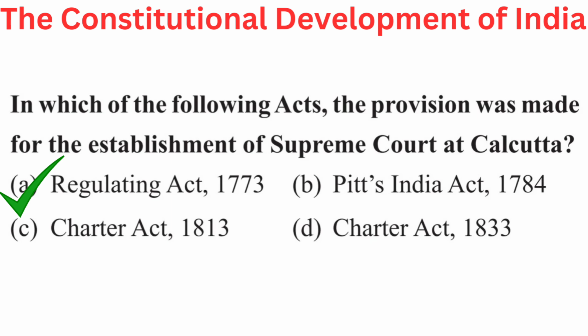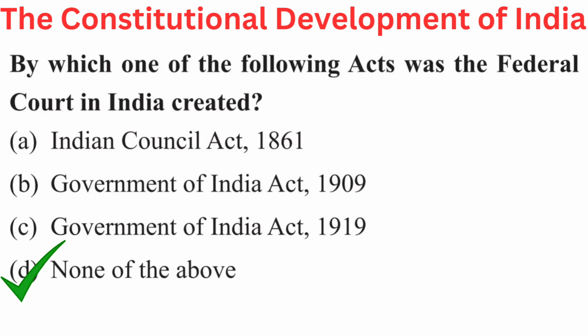Regulating Act 1773. Your question is, by which one of the following acts was the Federal Court in India created? Your options are A. Indian Council Act 1861, B. Government of India Act 1909, C. Government of India Act 1919, or D. None of the above. Right answer is D.